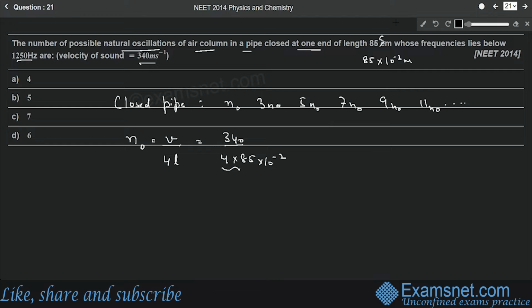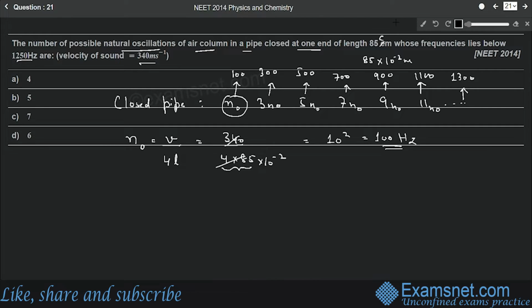Okay. Now 4 into 85 is 340. So it will cancel out, and here we'll get 10 to the power 2. That means 100 Hertz will be the fundamental frequency. So this is the fundamental frequency 100 Hertz. So next frequency will be 3 times the fundamental frequency. That means 300 Hertz. Then 5N0, that means 500 Hertz. Then 7N0, that means 700, then 900, then 1100, next will be 1300, right? Next odd will be 1300.